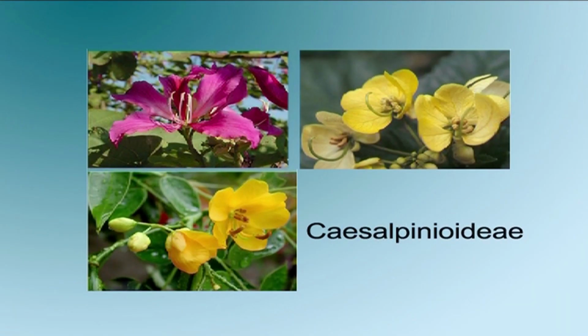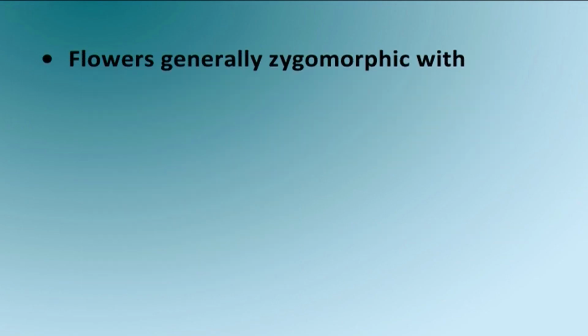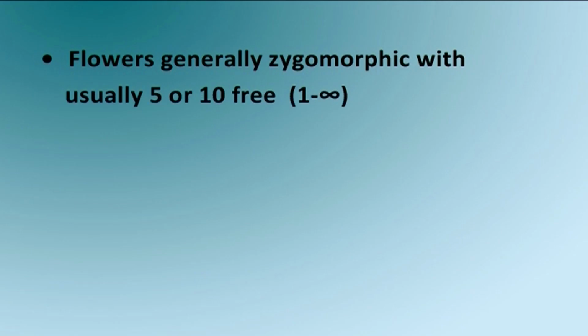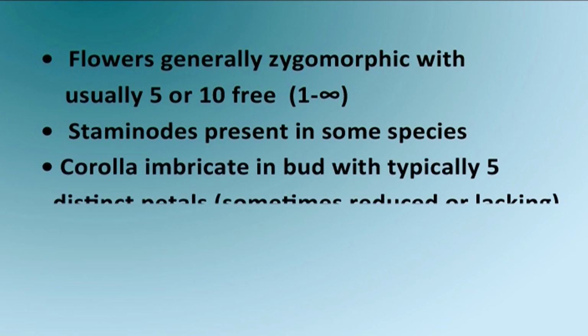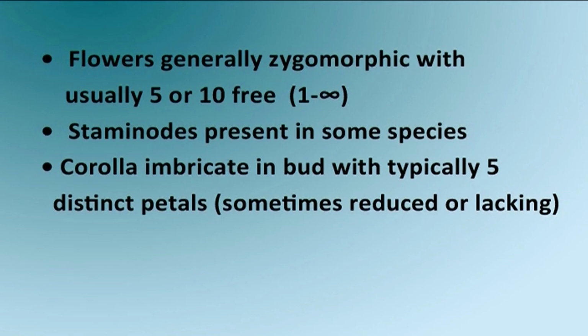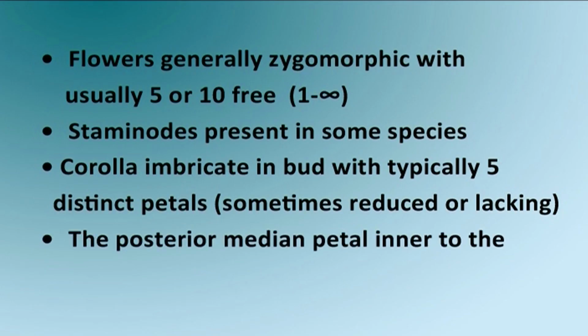Now the Caesalpinioideae, a subfamily of Fabaceae. Flowers in this subfamily are generally zygomorphic with usually 5 or 10 free stamens. Staminodes are present in some species, and a corolla which is imbricate in bud with typically 5 distinct petals, sometimes reduced or lacking. The posterior median petal is inner to the 2 lateral petals.